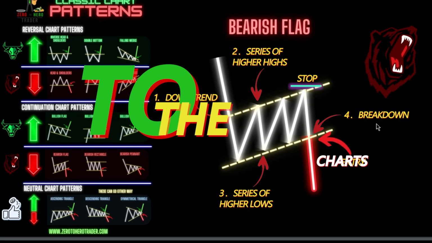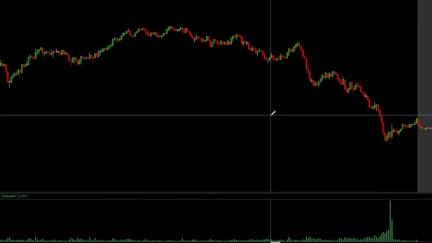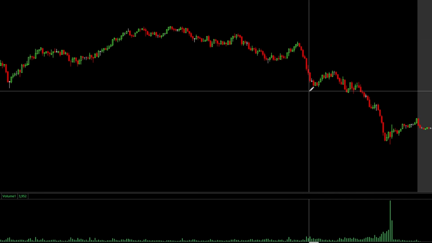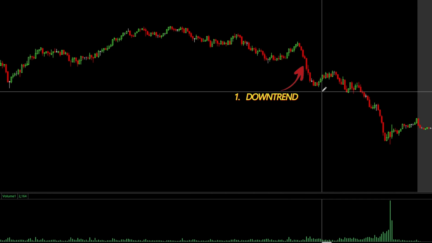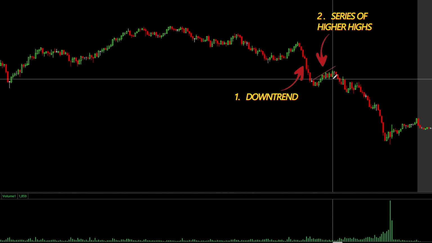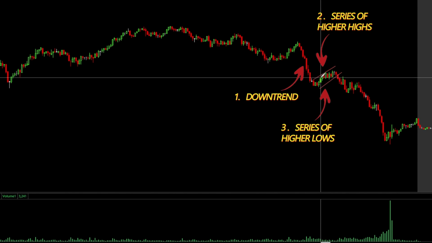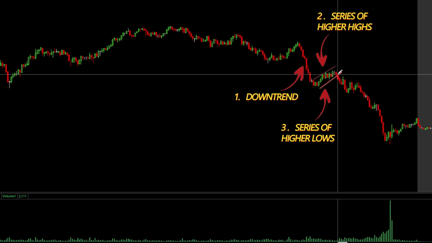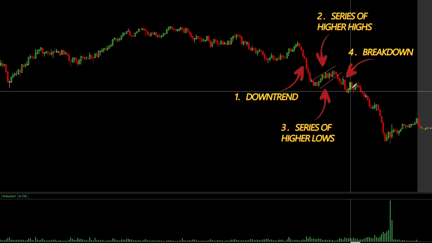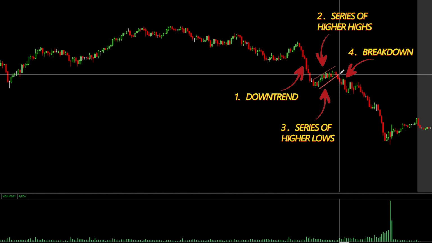Now let's go see if we can find some in the charts. Alright guys, so this is a very nice example of a bearish flag pattern here. We've got a strong move down, and then we get this tight consolidation that drifts upwards, giving us our higher highs and our higher lows, and then you get the breakdown. So there's an example of a nice bear flag pattern.